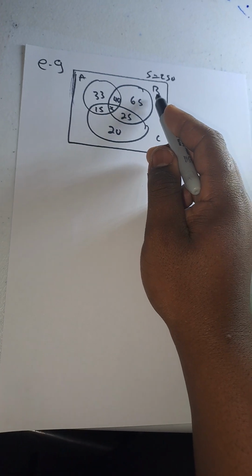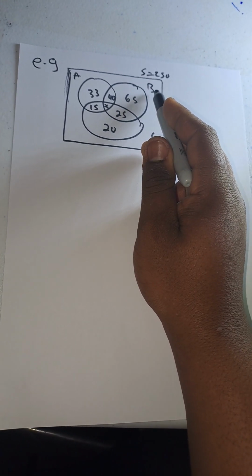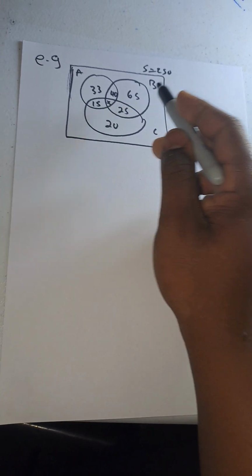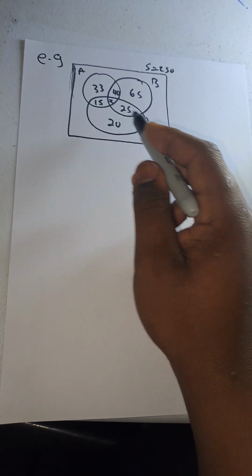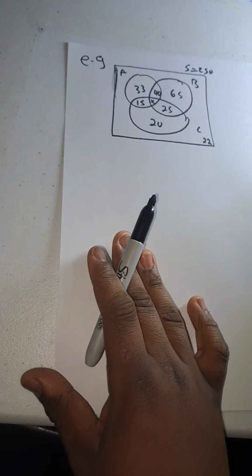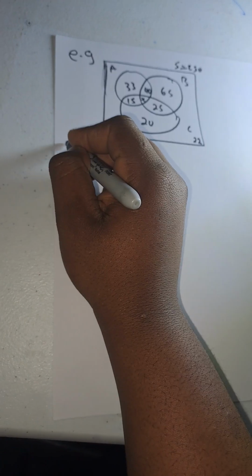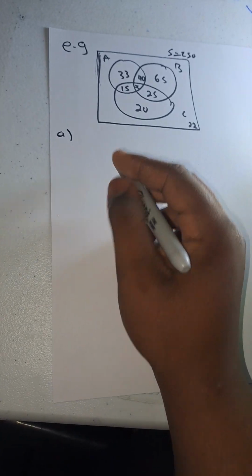And then people who like shampoo B only, it is 65. People who like shampoo C only, it is 20. So now, let's check the first question. They are saying how many people like all shampoos?